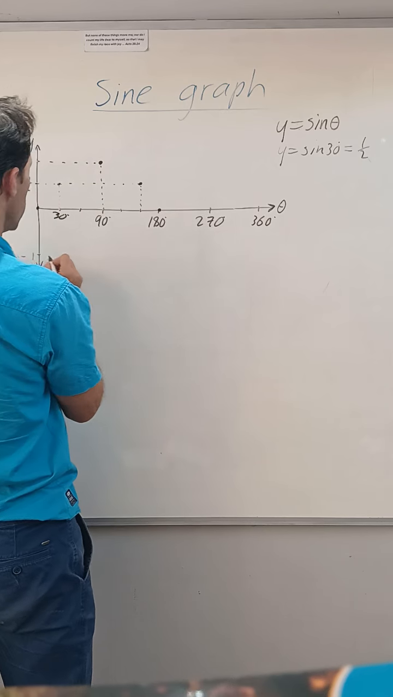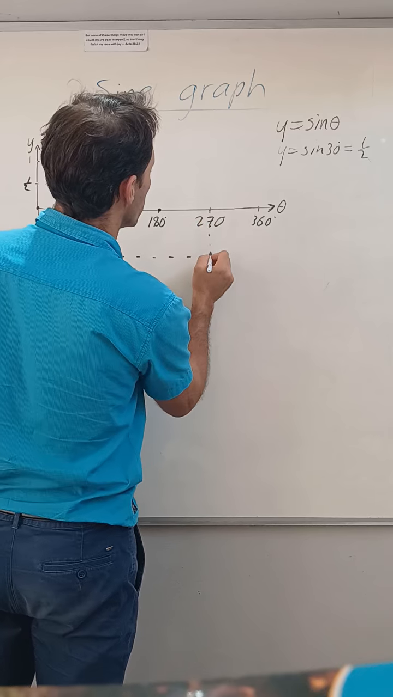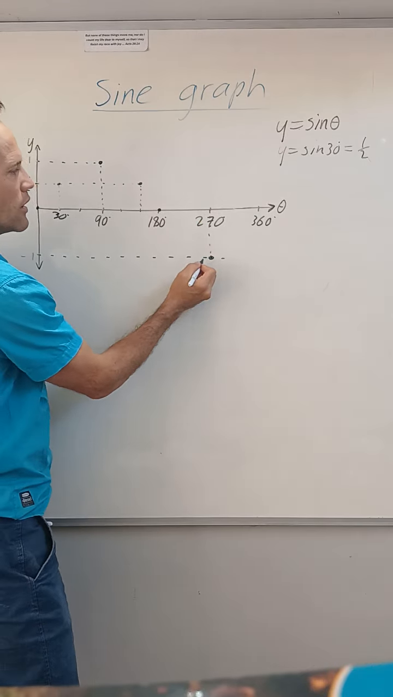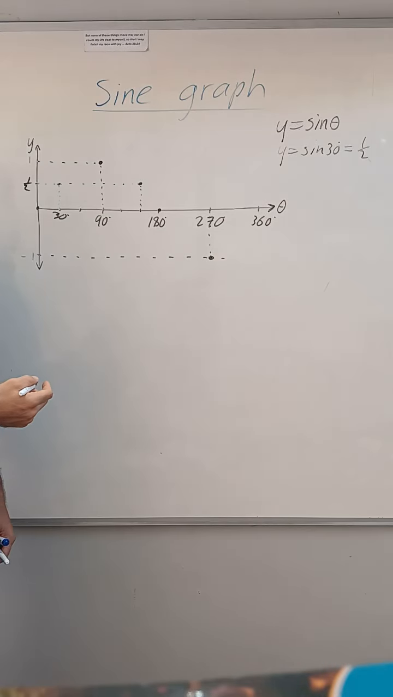Then sine 180 is 0 again. Then you keep going. When you get to sine 270, you're going to be down here at -1. And you keep going. And finally, when you get to 360, you're going to get 0 again.